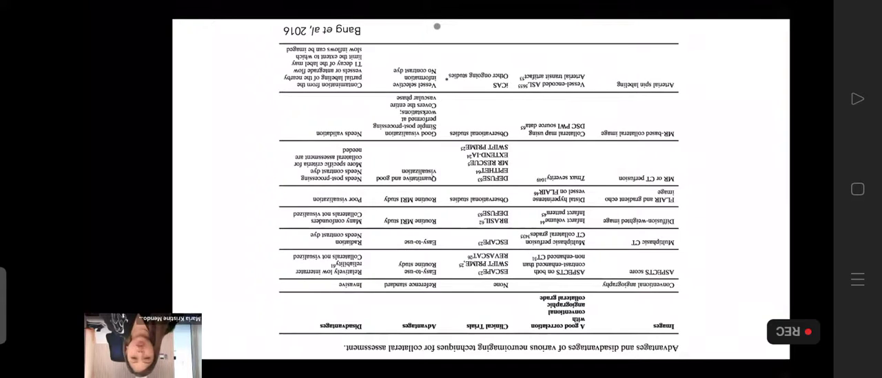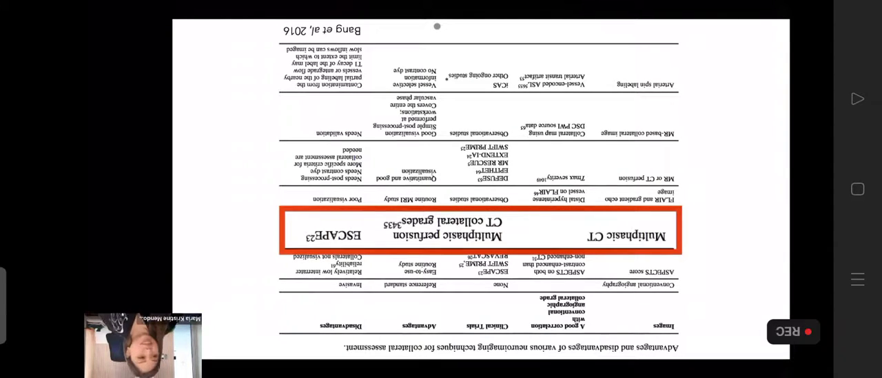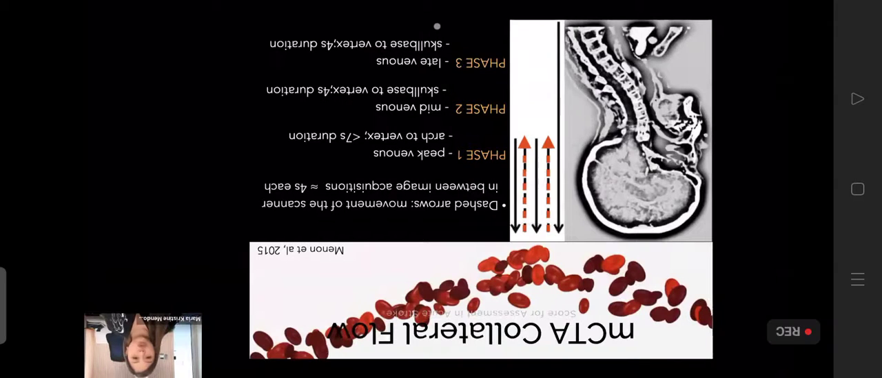So what is recommended is this multi-phase CT. The multi-phase CT that I am going to show you here entails additional post-contrast scans.